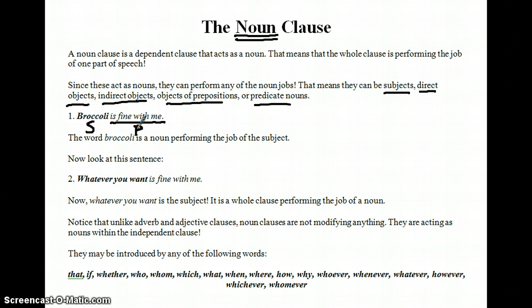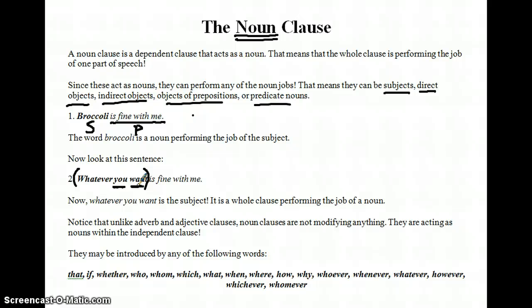That's pretty basic. Now, let's take a look at sentence two. I've replaced broccoli with whatever you want. Whatever you want is fine with me. The predicate stays identical, okay? But now the subject is actually a mini clause. It's a noun clause. How do I know? Well, number one, I know it's a clause because it has a subject and a verb. Subject is you, and the verb that it's linked to is want. Whatever you want is fine with me, okay?